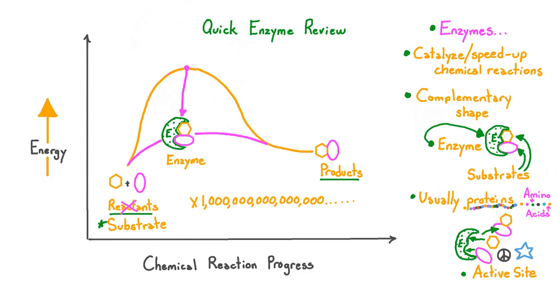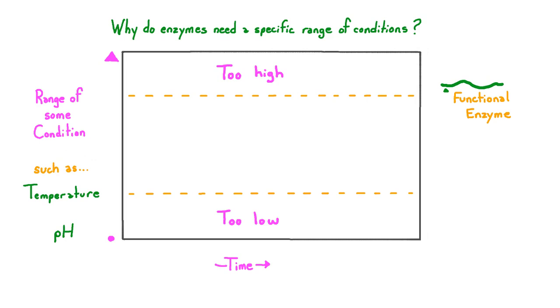And that takes us from the quick enzyme review and into the topic of factors that affect enzyme action. Beginning with, why do enzymes need a specific range of conditions? We'll use this graph here sort of like a really easy racing video game, where we have to keep the car, or functional enzyme, moving forward along the x-axis, within the range of some kind of condition, such as temperature or pH.